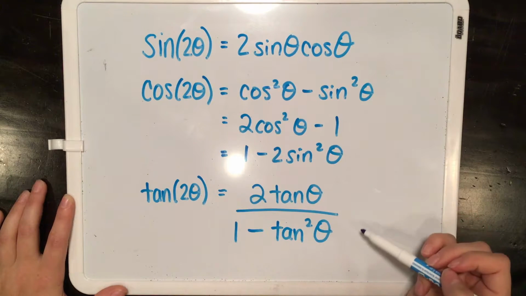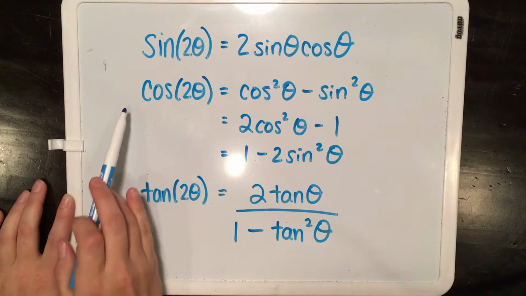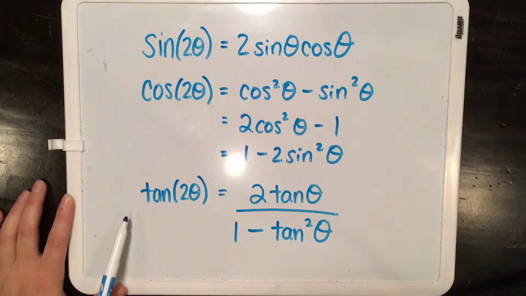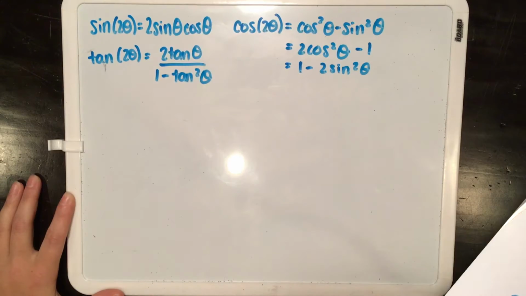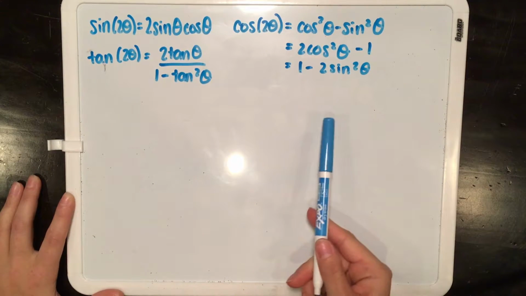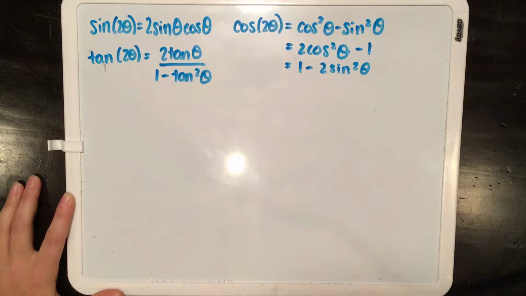So these 3 identities, sine 2 theta, cosine 2 theta, and tangent 2 theta, can be used to prove other trig identities or to solve for angles in equations. So I'm going to go through an example of a proof and a couple equation examples. I wrote the trig identities at the top of the screen so that we can use them for reference in our examples. The first example I'm going to show you is an identity that we have to prove using the double angle formulas.